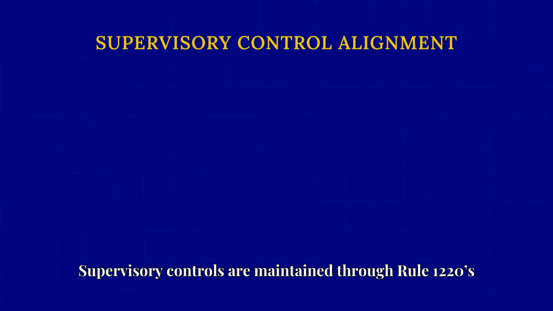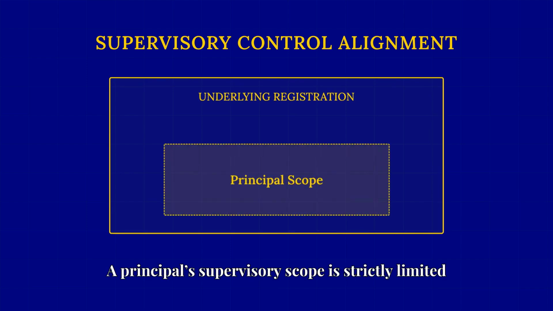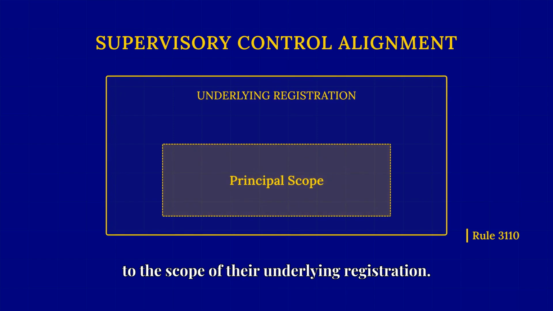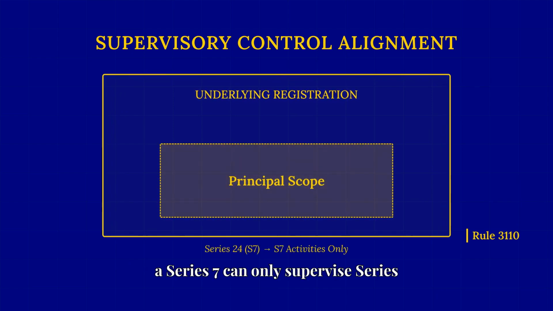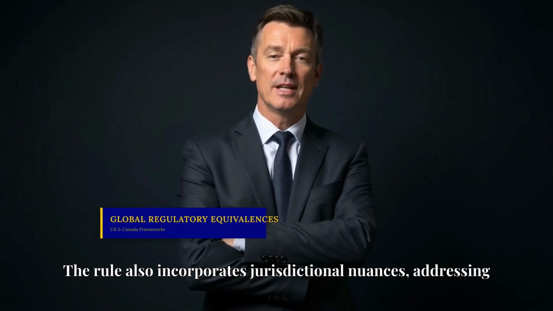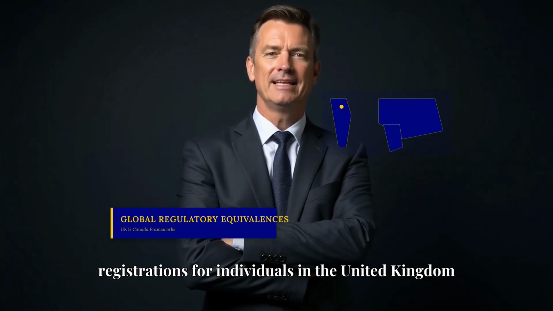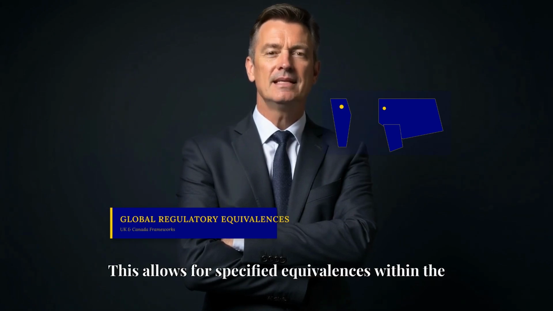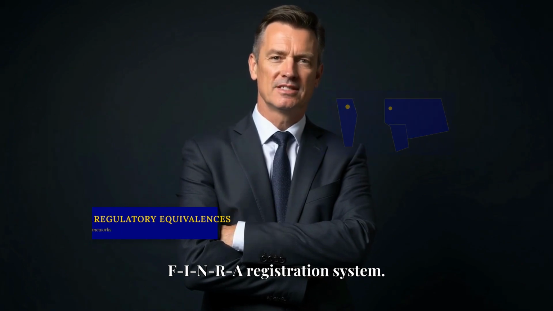Supervisory controls are maintained through Rule 1220's alignment with Rule 3110. A principal's supervisory scope is strictly limited to the scope of their underlying registration. For example, a Series 24 principal holding a Series 7 can only supervise Series 7 activities. The rule also incorporates jurisdictional nuances, addressing registrations for individuals in the United Kingdom and Canada under their respective regulatory frameworks. This allows for specified equivalences within the FINRA registration system.